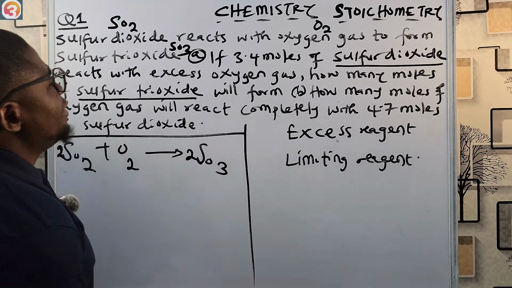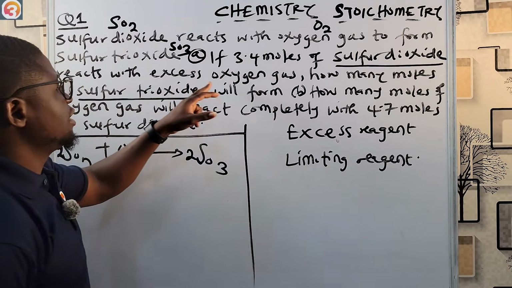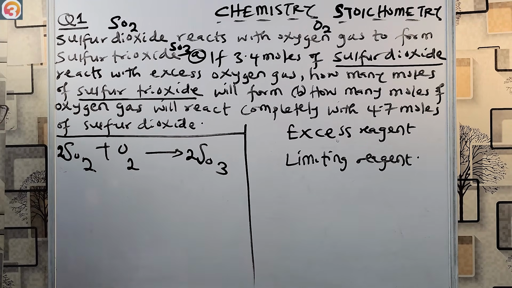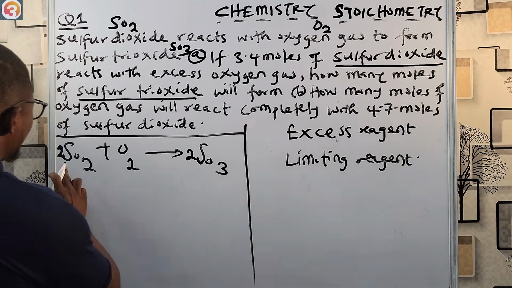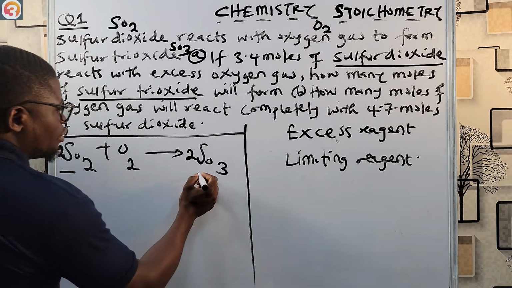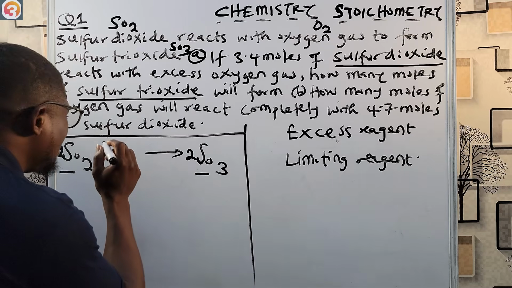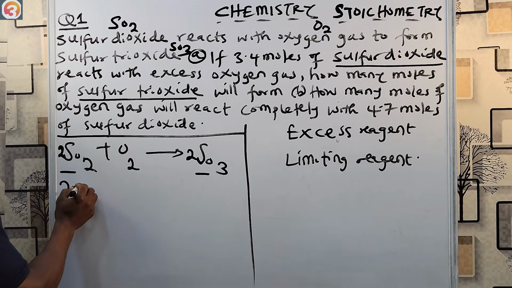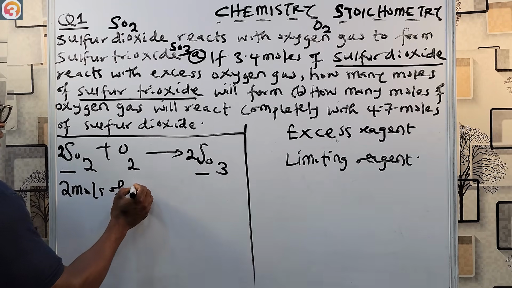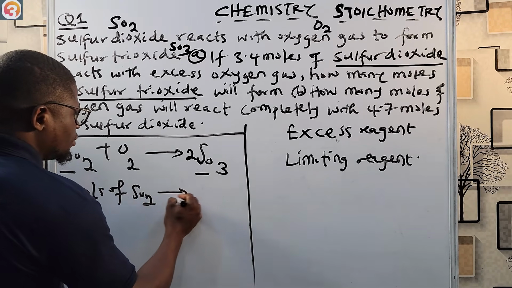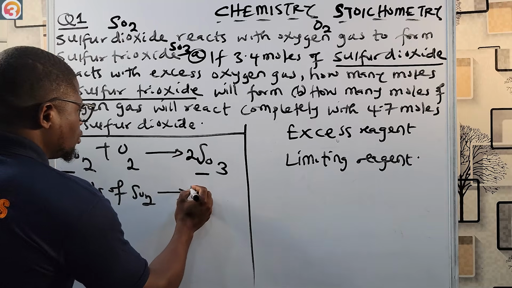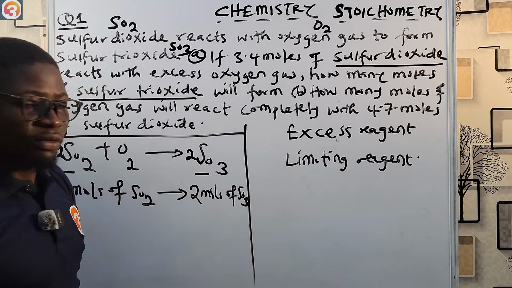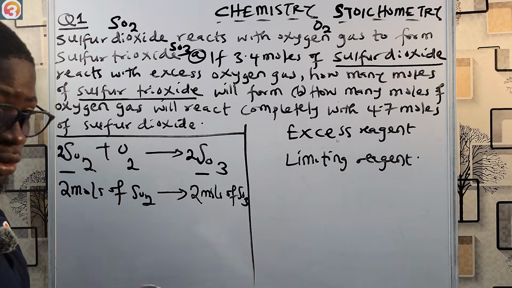Now let's say if 3.4 moles of sulfur dioxide react with excess oxygen gas, how many moles of sulfur trioxide will form? When you come to this reaction, you should know first of all that we are comparing sulfur dioxide and sulfur trioxide. From our equation, 2 moles of SO2 gives us 2 moles of SO3. You have to first of all understand that. So you understand that concept, right?